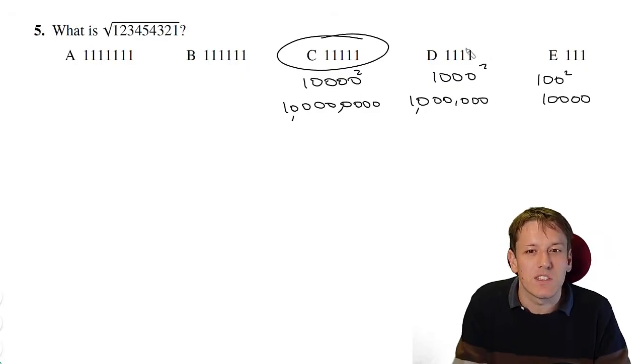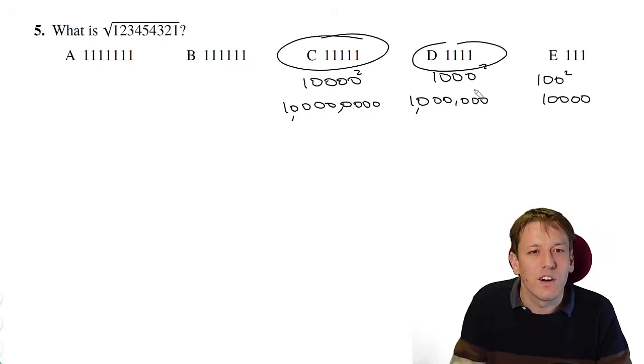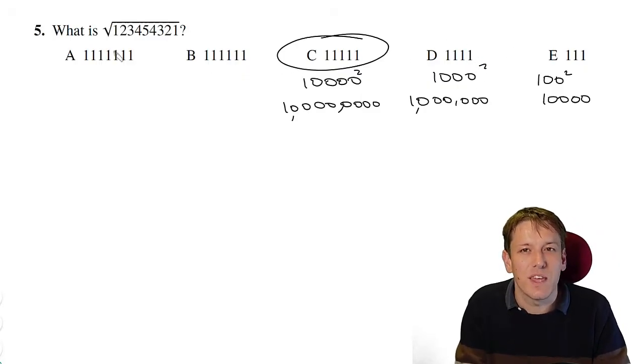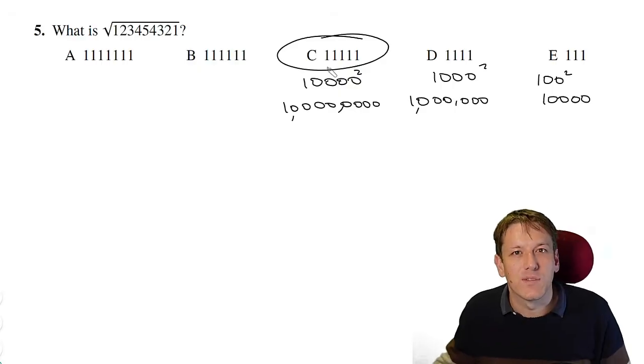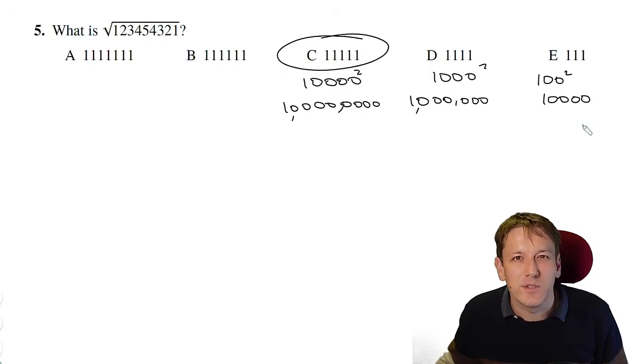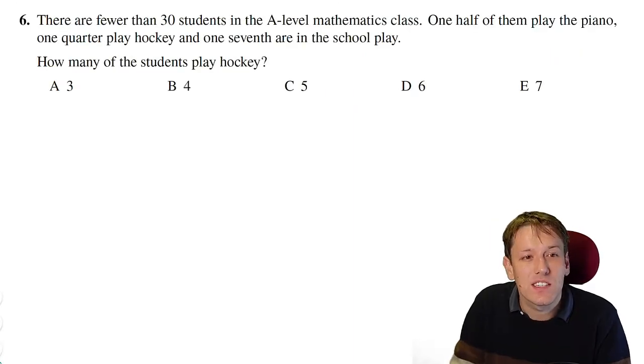It's going to have 2 extra digits. If I use this one, it's going to be far too small. So if the answer is any of these, it must be C. We don't have to actually check the full multiplication out to be sure of that, given we've got the answers. We want to save time in the maths challenge, deduce that the answer is C, and then move on as quickly as possible. In question 6, it says there are fewer than 30 students in an A-level maths class.